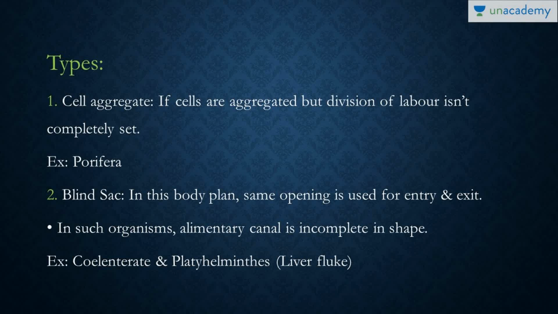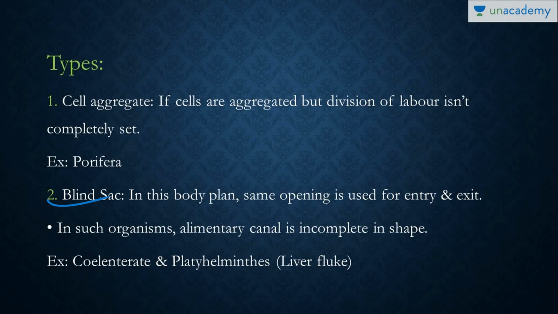First type is the cellular aggregate. What does this mean? It means that the cells are aggregated but tissues are not formed. That is, the division of labor isn't completely set. So, it is present in only one phylum, that is of porifera or the sponges.